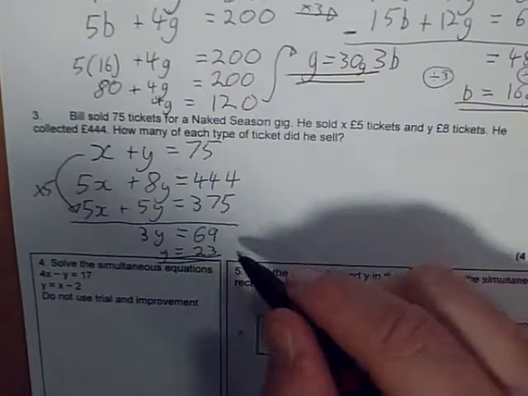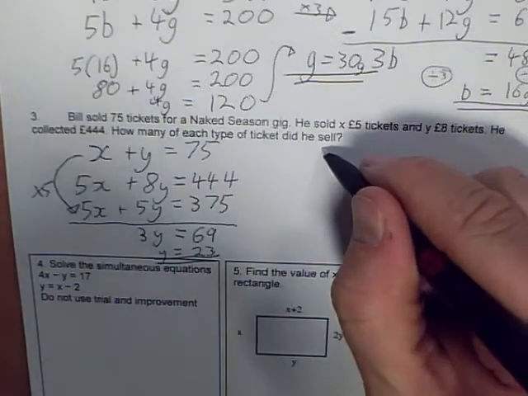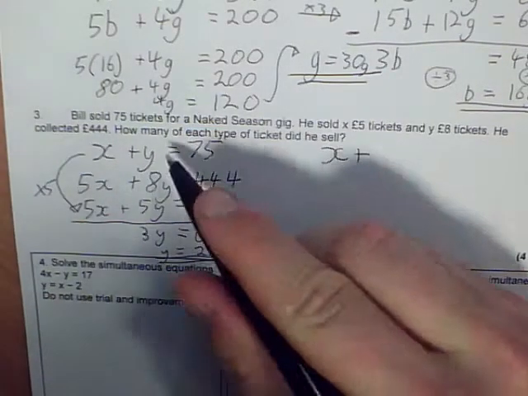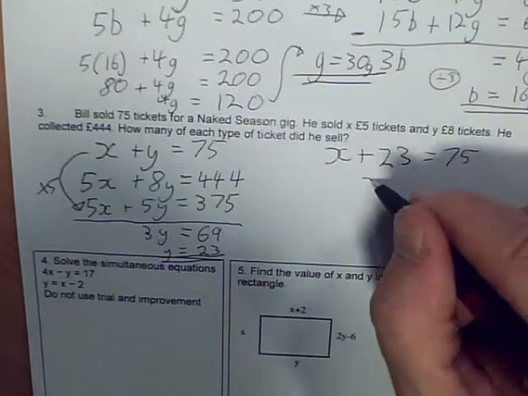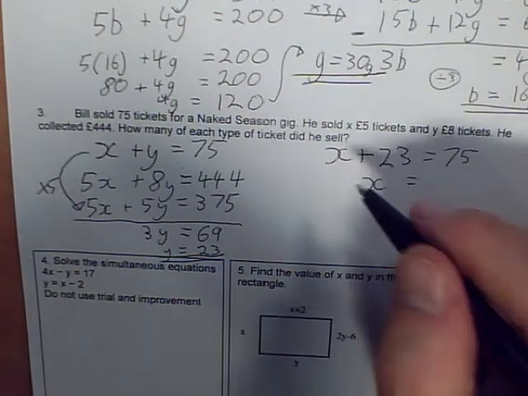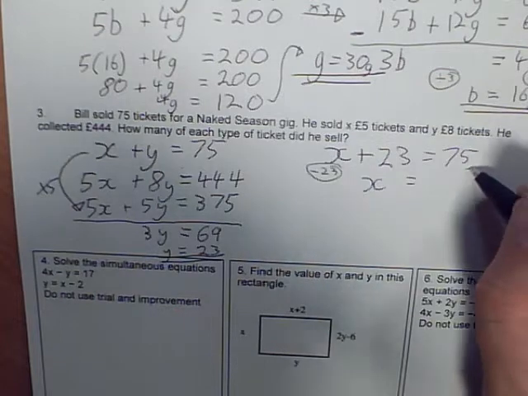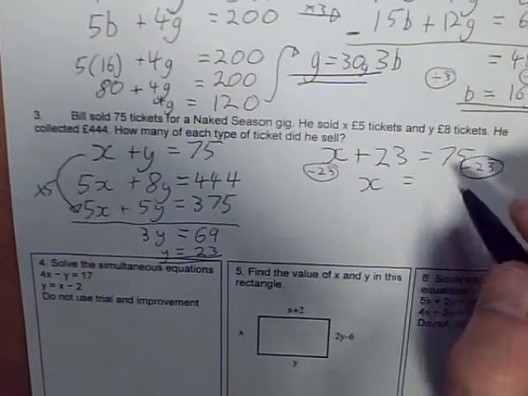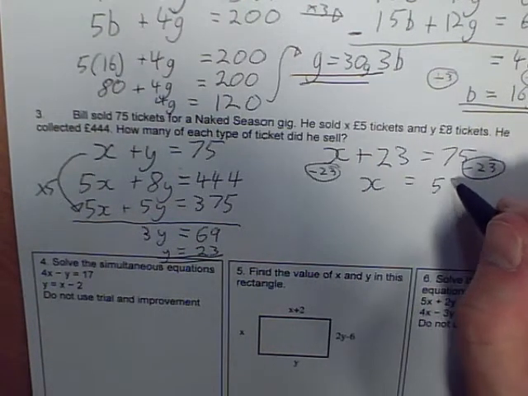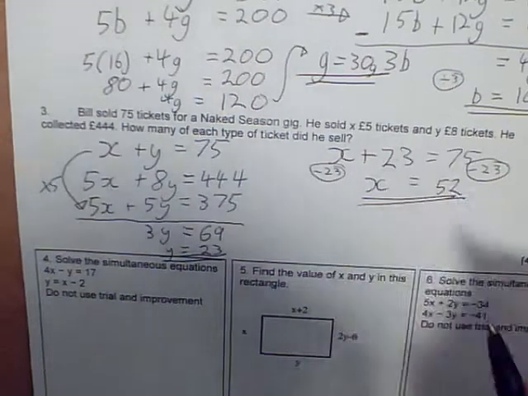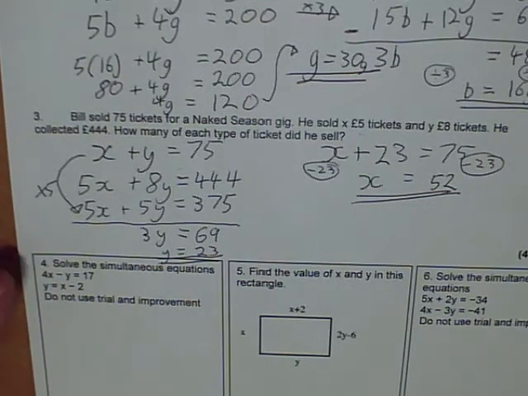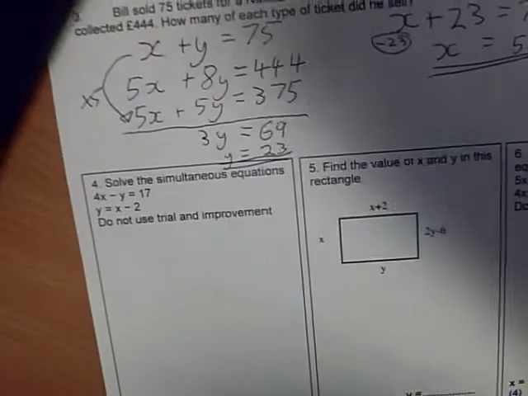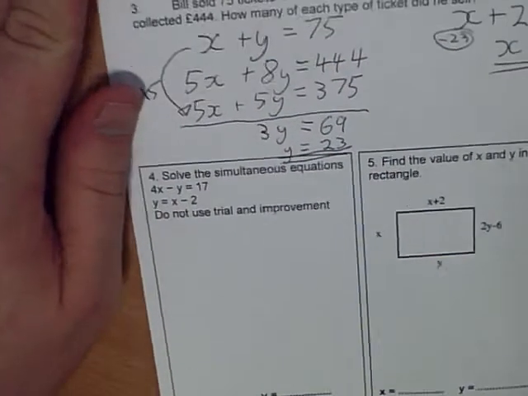And let's substitute that back in. So this formula here, x plus y, so we've got x plus, if I substitute that value in for y, x plus 23 equals 75. So x equals 75 take away 23 from both sides. That's going to equal 52. Again, substitute those values in just to double check for yourself if you've got time.